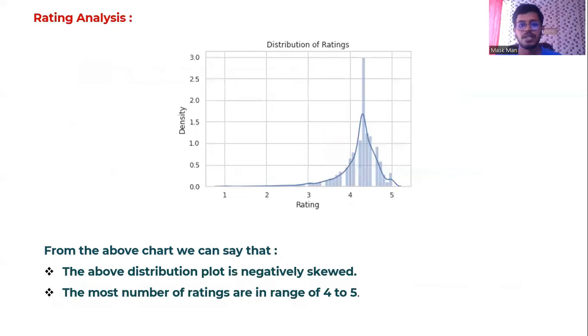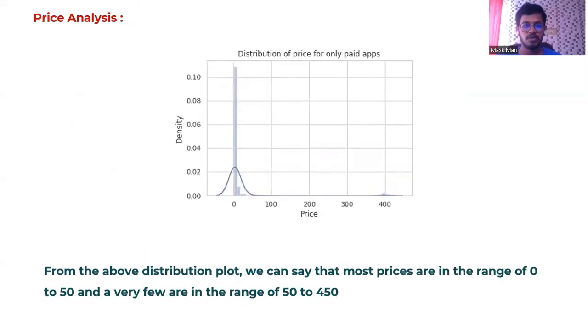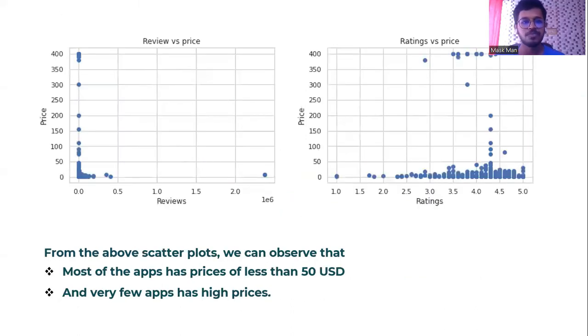And rating analysis. In this plot, we can see the distribution of the rating. Here we can observe that the distribution plot is negatively skewed, and most of the ratings are in the range of 4 to 5. And the price analysis. In this distribution plot, we can see how the price is distributed. Most prices are in the range of 0 to 50 USD, and very few are in the range of 50 to 450.